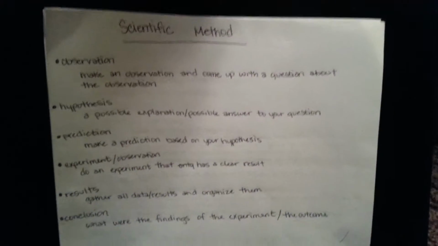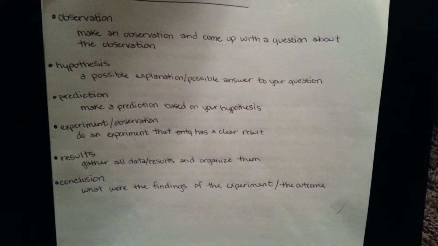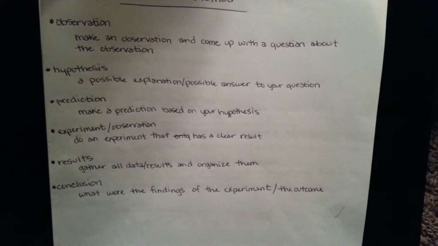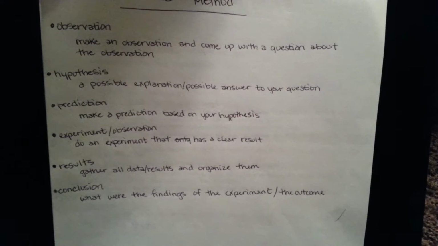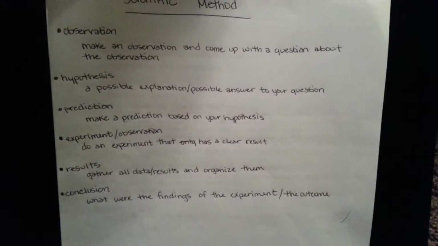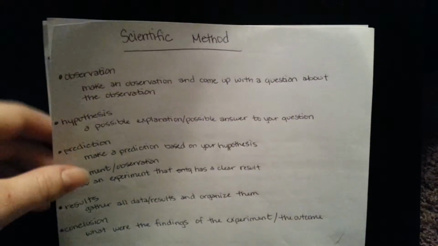And then you have your results where you gather all your data and try and organize them together so that you can come up with your conclusion where you find out the outcome of your experiment. And then you might have to go back over a couple steps depending on how your experiment went. And then we have Chapter 2.